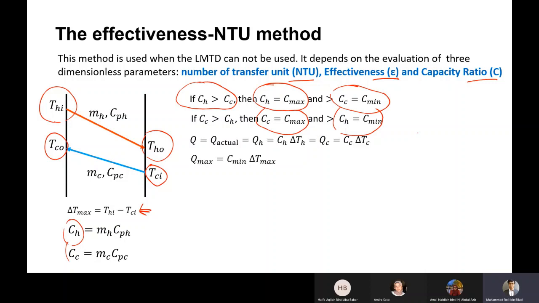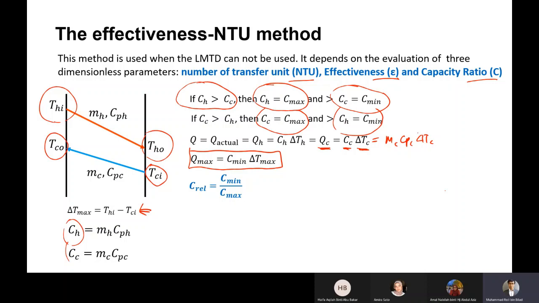Then we have Q, the actual heat that is transferred. It is C_H, the stream capacity of the hot, times delta T hot, or it can also be Q equal to C_C times delta T_C. This is actually equal to, if you expand it, m_C Cp_C delta T_C. So it's the same. Then we have Q maximum. The definition is that C min can be C_C or C_H depending on which one is lower.